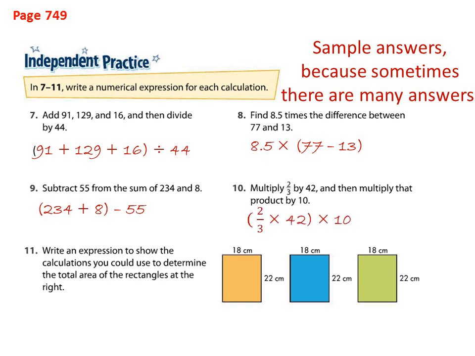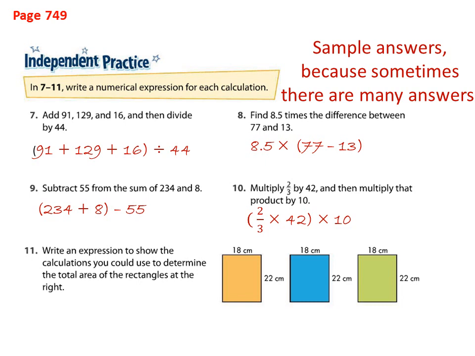Search for the operations. The first operation is multiplication: 8 and 5 tenths times the difference between these two numbers. To find the difference between these two numbers, we'll use parentheses. So the answer will be 8 and 5/10 multiplied by the difference inside parentheses, 77 minus 13. Question 9.